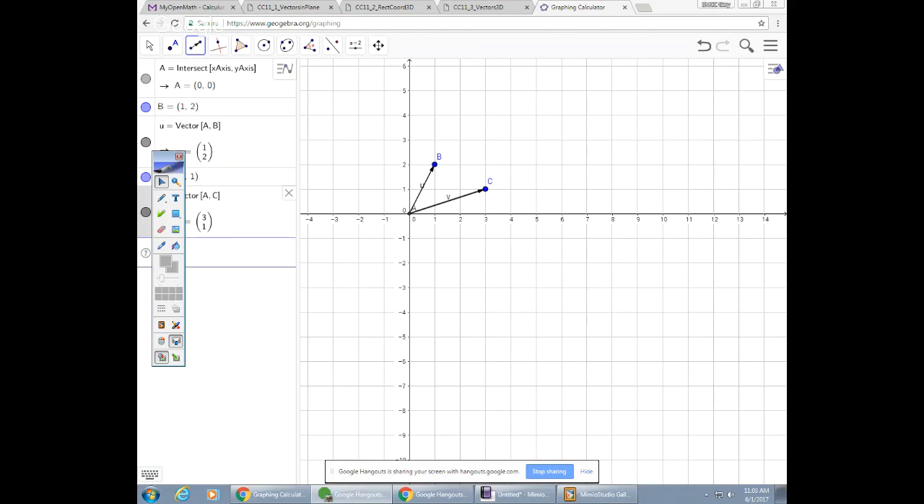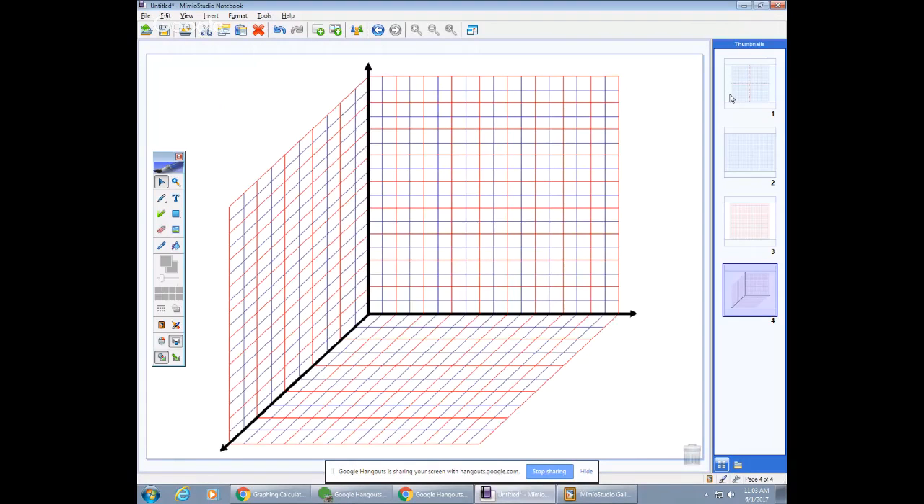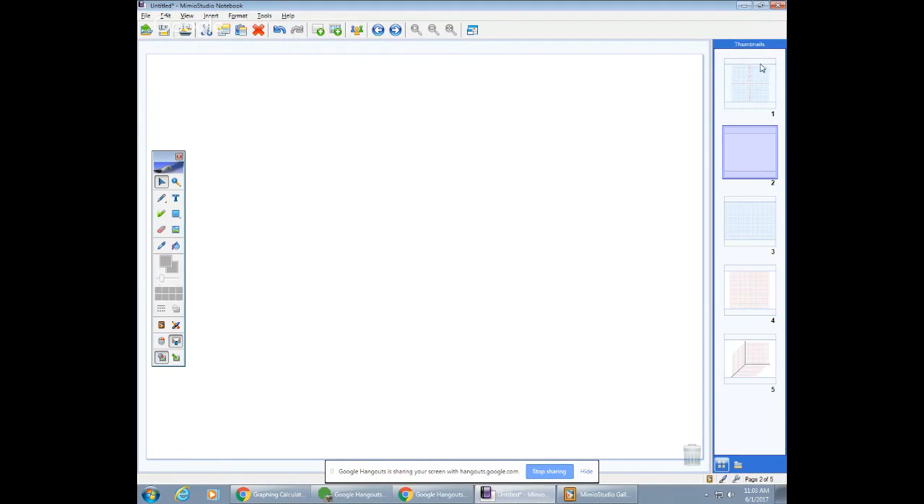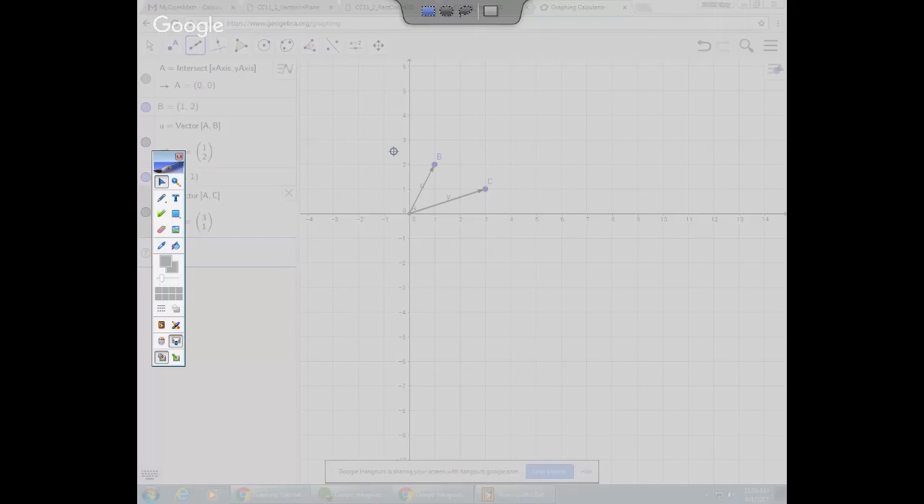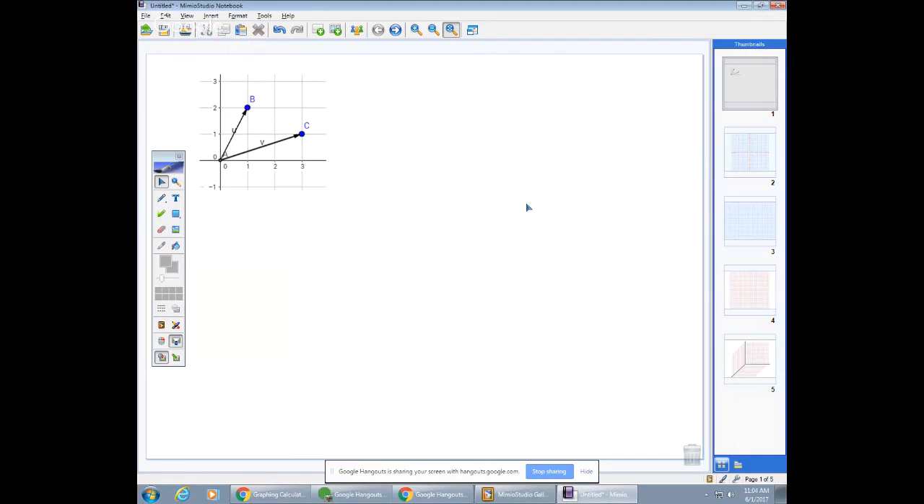Okay, so we started reviewing vectors the other day. There's different kinds of notation, and we had a brief discussion, so let's review that and get to a blank page. All right, so I like playing with GeoGebra because it does vectors pretty well.